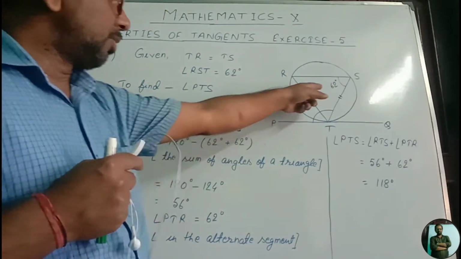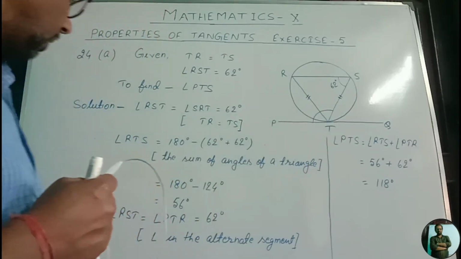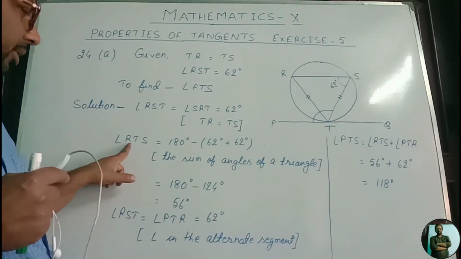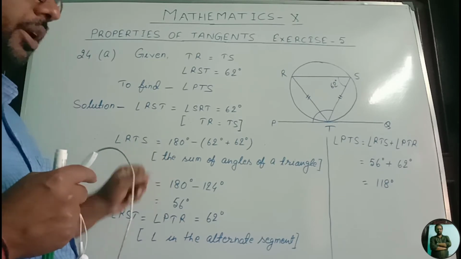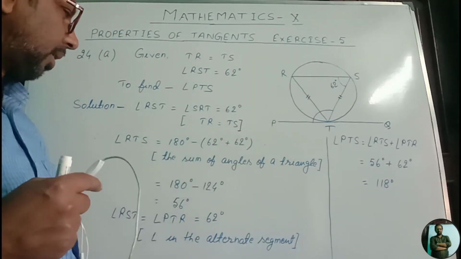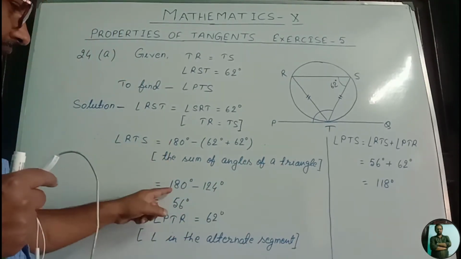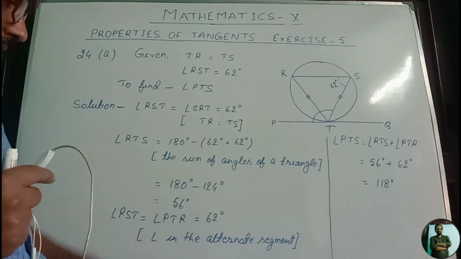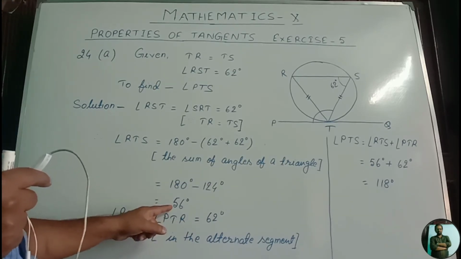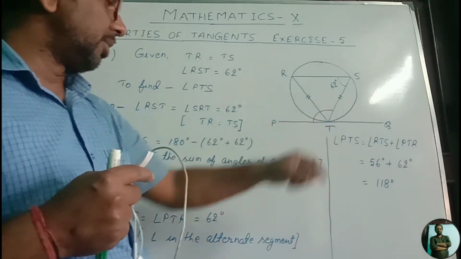Now these two angles we have are 62 and 62. We can find the third angle of the triangle. For that I have written RTS equal to 180 degree minus (62 degree plus 62 degree). Reason: the sum of angles of a triangle. So 180 degree minus 124 degree, this subtraction became 56 degree. So RTS, this angle, equal to 56 degree.